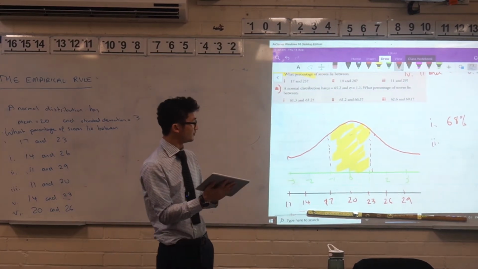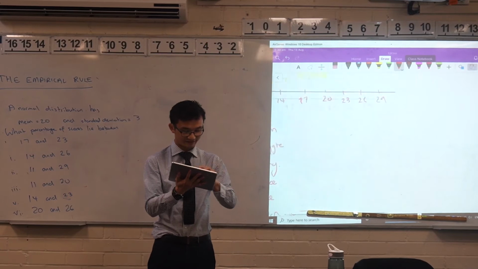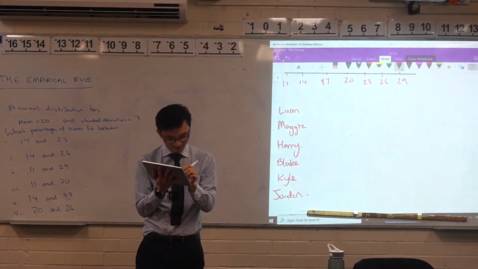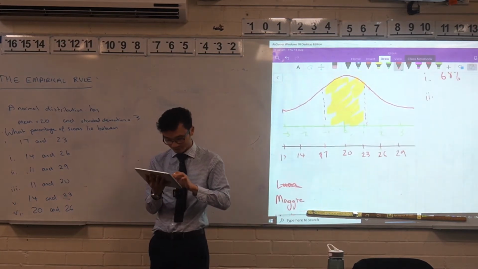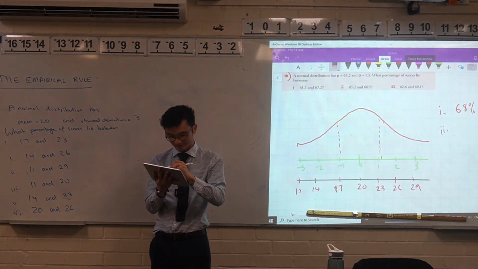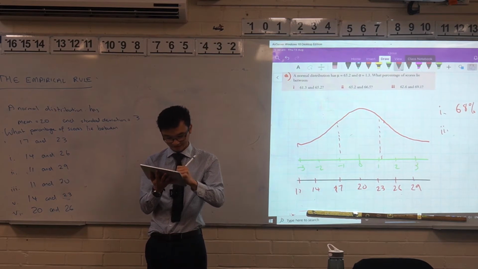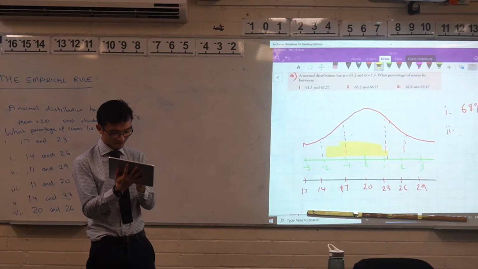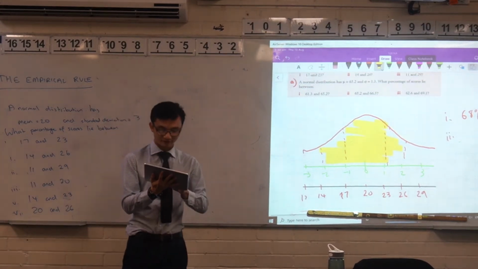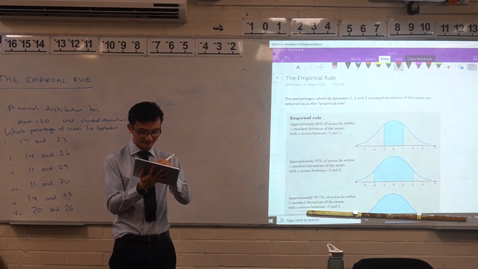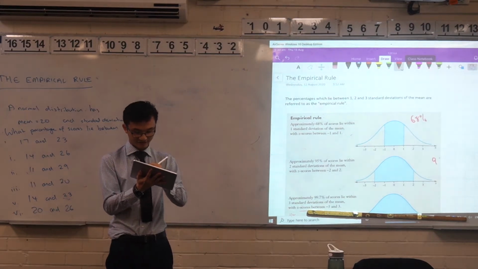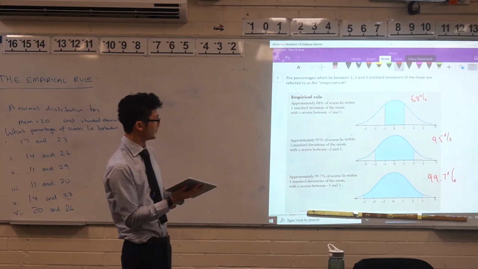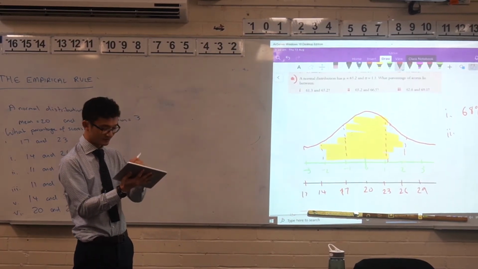All right, next one. Who was next on the list? Maggie. So we are doing 14 and 26. So where's that looking like? What's that going to be? 2 standard deviations, right? Yeah. 95%, yep. So remember, 68, 95, 99.7. All right, perfect. So that's just 95%.